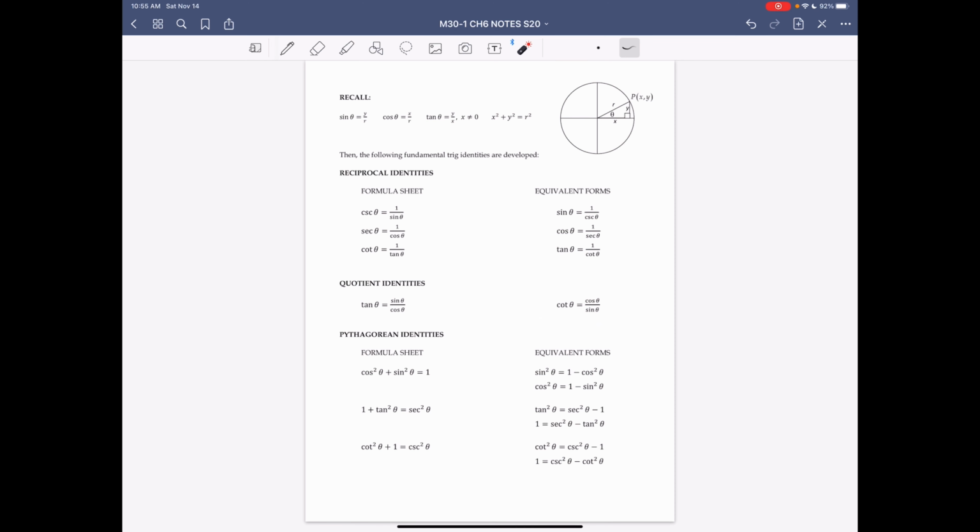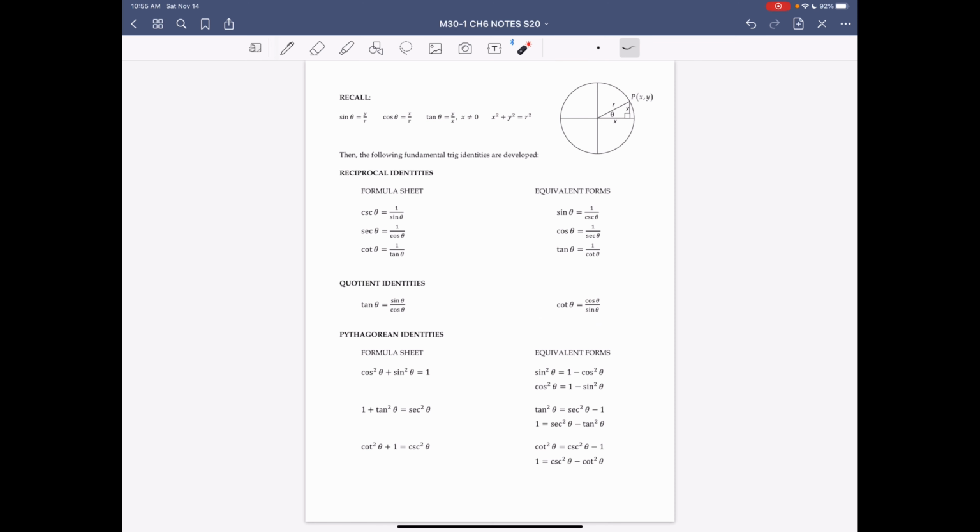Then we have the Pythagorean identities. On your formula sheet, you have cos squared theta plus sine squared theta equals 1, or it might say sine squared theta plus cos squared theta equals 1. From that, you can get two different equations. If you isolate sine squared theta, you get sine squared theta equals 1 minus cos squared theta. Or if you isolate cos squared theta, you get cos squared theta equals 1 minus sine squared theta.